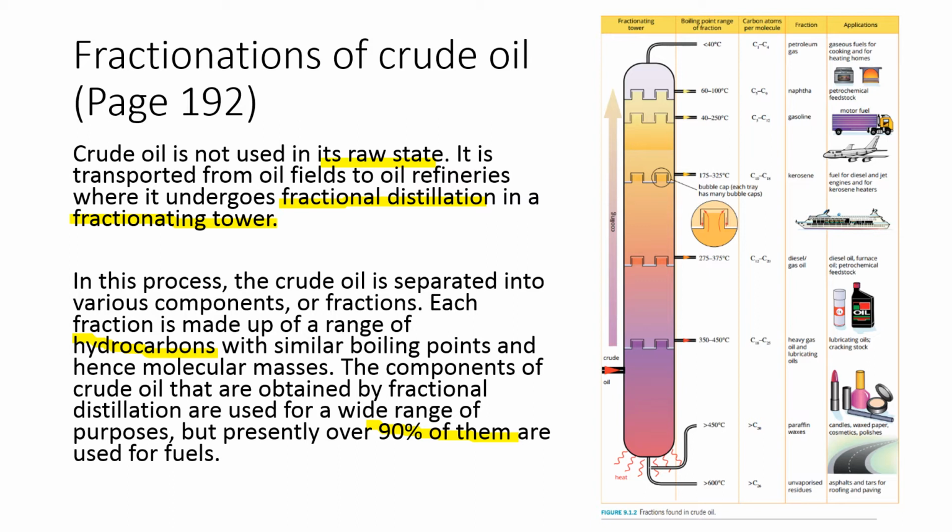Usually there is a correlation between the length of the carbon chain and the boiling point. The longer the length of the carbon chain, the higher the boiling point. So you can see at the bottom, it has the longest carbon chain as compared to, let's say, a carbon chain of 1 to 4 carbons, where the boiling point range will be less than 40 degrees Celsius. So you can see that they have different applications for the different components of the crude oil.